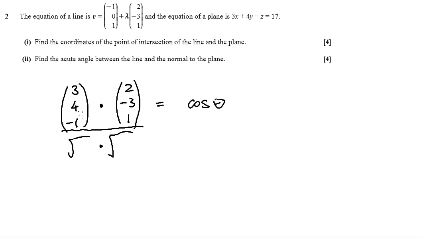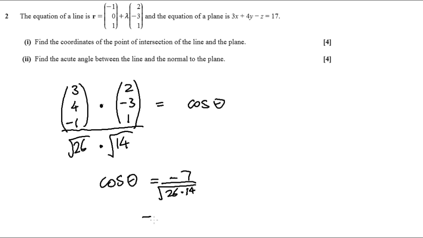So the magnitude of this vector is 3 squared plus 4 squared plus 1, which will give me 25 plus 1, 26. For this one, it is 2 squared plus 9 plus 1, which gives me 14. And putting in the dot product, 3 times 2 is 6, minus 12 gives me minus 6, then minus 1 is minus 7. So we get minus 7 over the square root of 26 times 14.